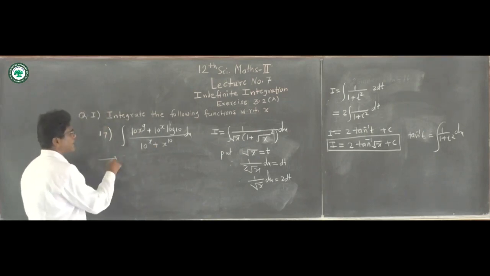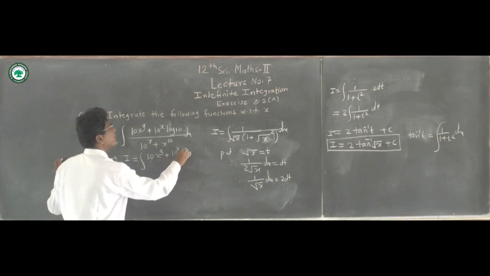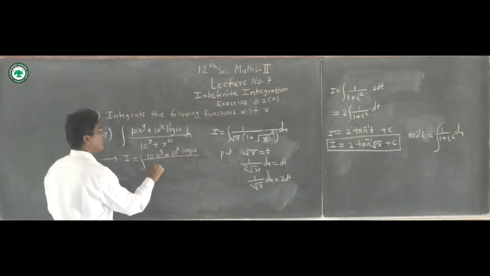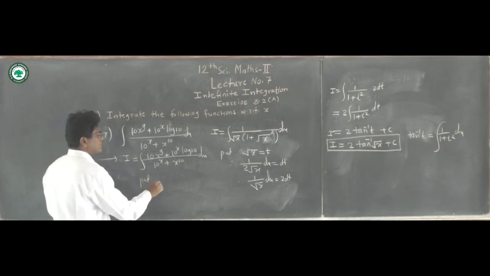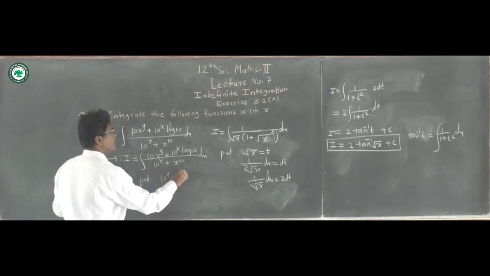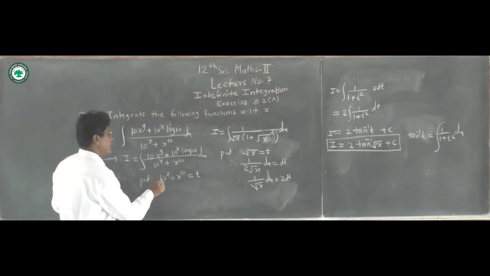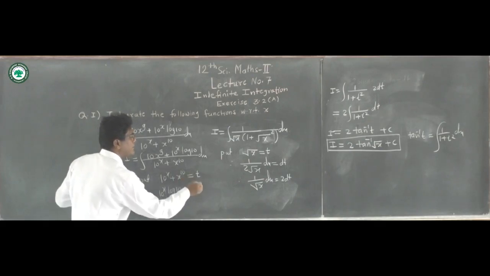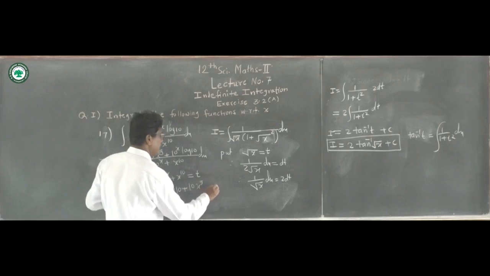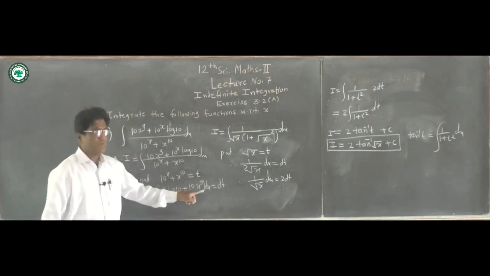So firstly call this I. So I is equal to the integration of 10x to the power 9 plus 10 to the power x into log of 10, divided by 10 to the power x plus x to the power 10, dx. Now put the denominator as t. So put 10 to the power x plus x to the power 10 is equal to t. Differentiate with respect to x on both sides. We get the derivative of 10 to the power x as 10 to the power x into log of 10, plus the derivative of x to the power 10 as 10x to the power 10 minus 1, that is 9. On the right hand side it is dt upon dx, and that dx we carry to the left side, so this bracket into dx is equal to dt.